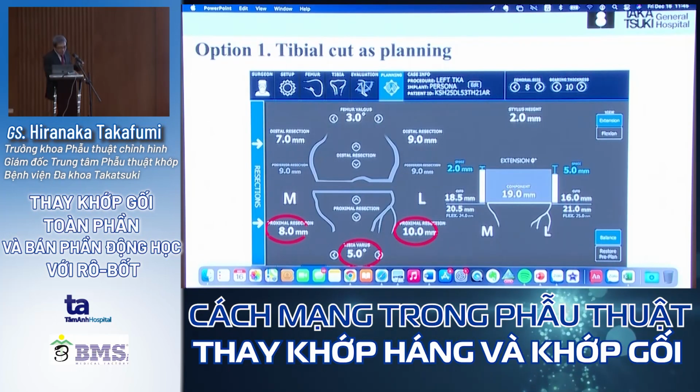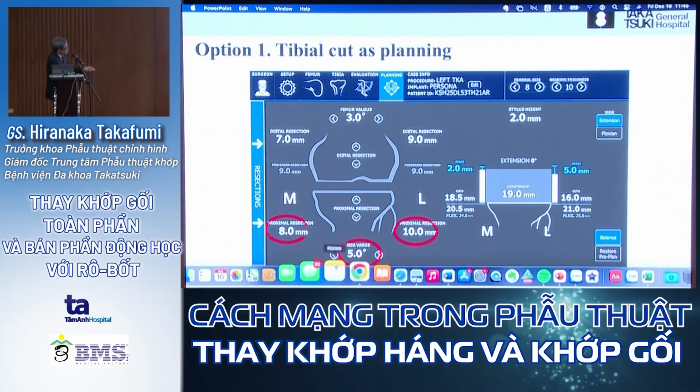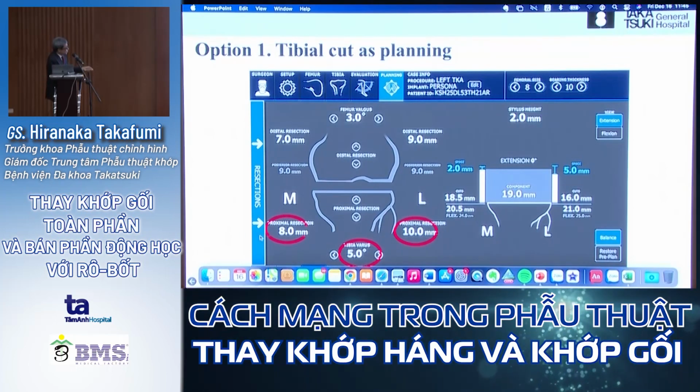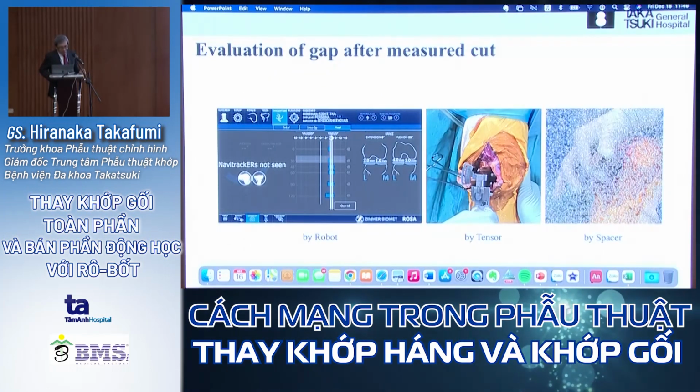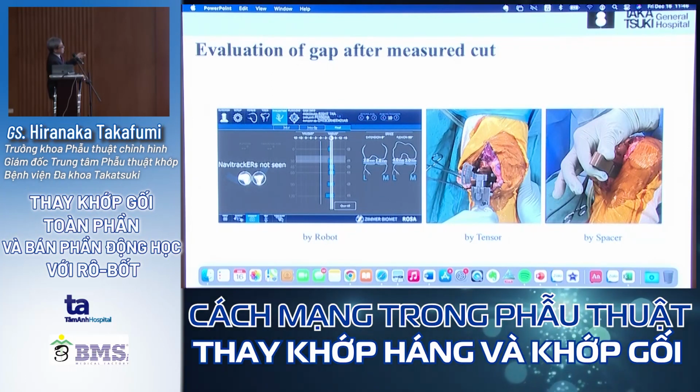Then tibia cut option 1, following the restricted kinematic alignment, and planned cut, cut the tibia as planned, 5 degree in varus. In this patient, the cutting thickness is 2 millimeter thinner in the medial side. But sometimes, after the tibia cut, gap is imbalanced.